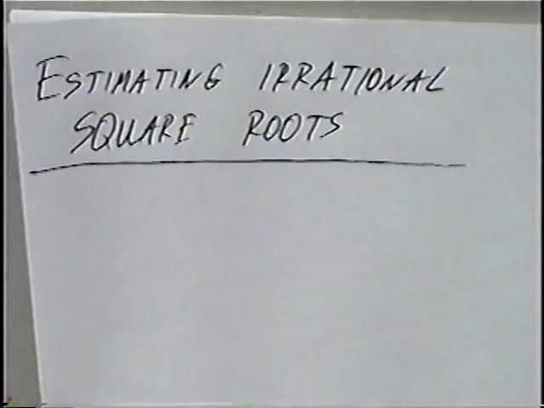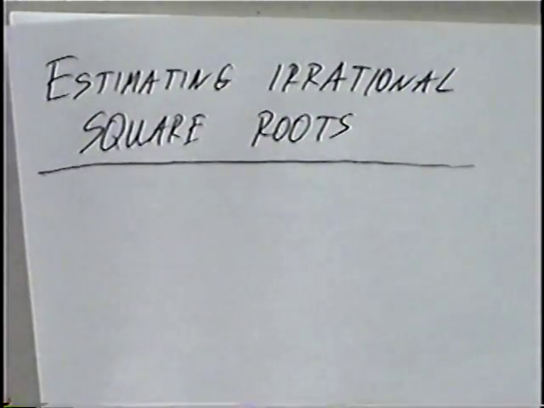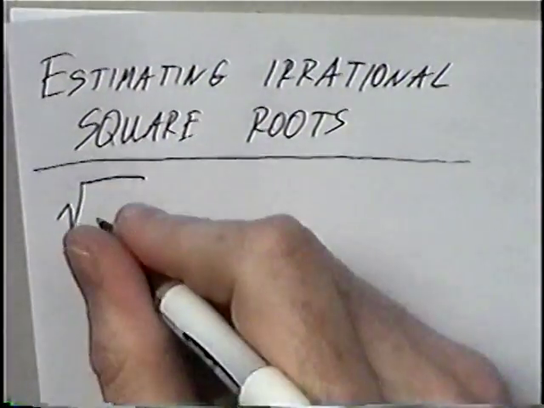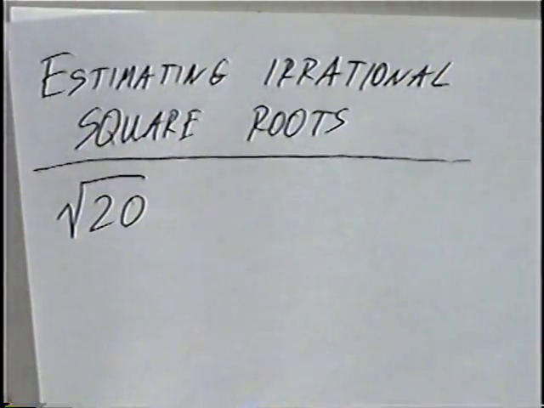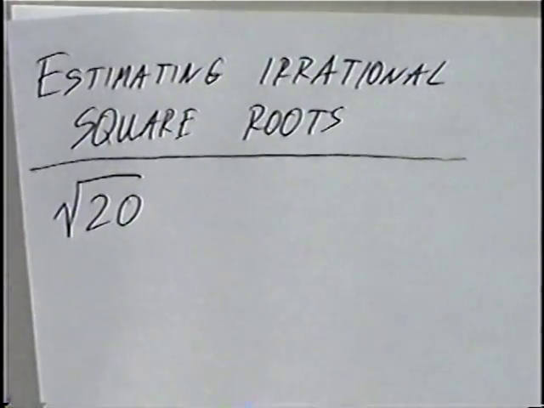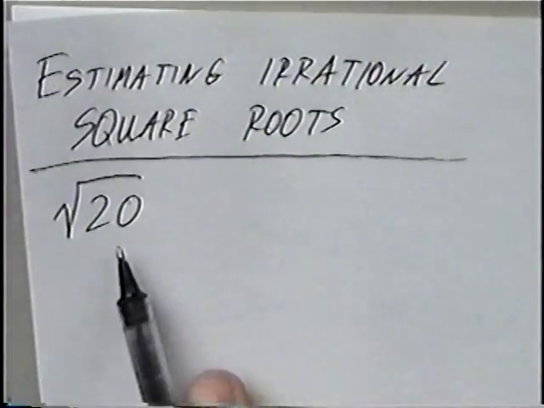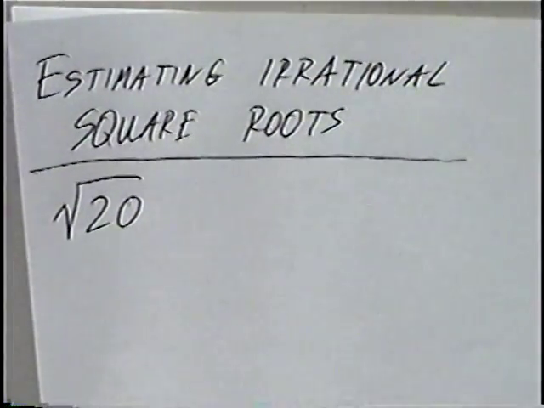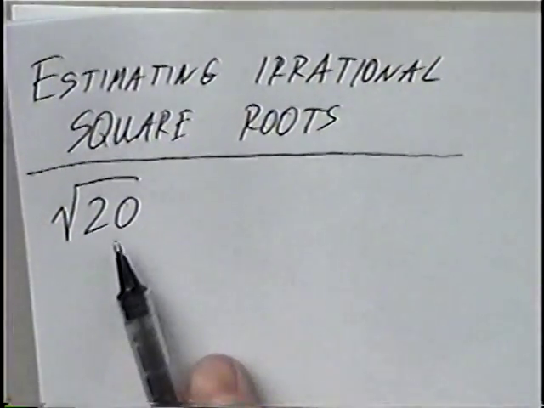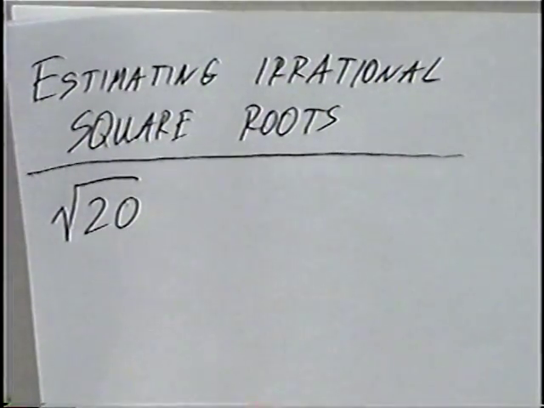In this section, we'll estimate irrational square roots by finding which numbers they would be between. The first irrational square root we'll look at is the square root of 20. Again, if you wanted to, you could solve this out by doing a factor tree, but for this section we'll estimate and state between which numbers the square root of 20 would be. Since we cannot take the square root of 20, what we want to do is find two square roots, one less than 20 and one bigger than 20, that we can take square roots of.